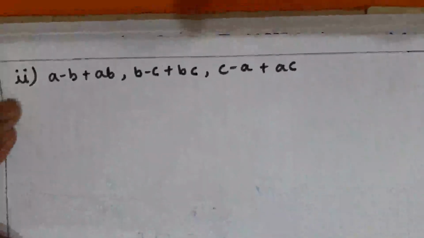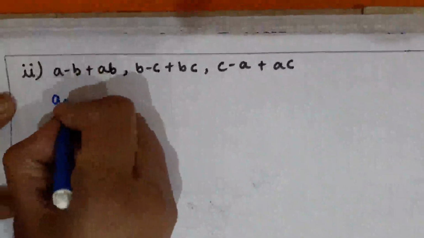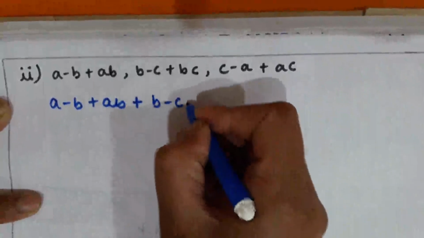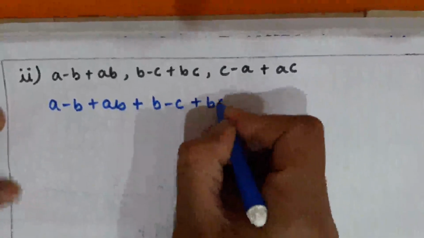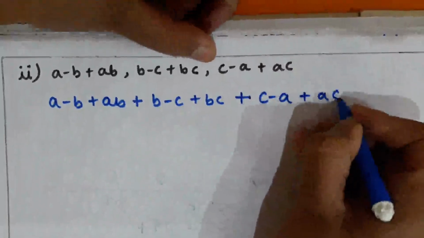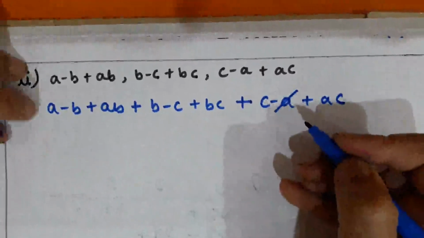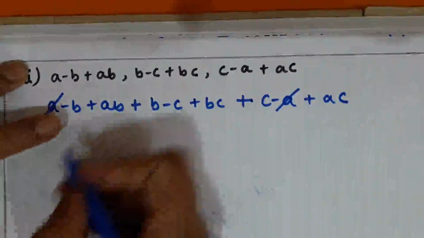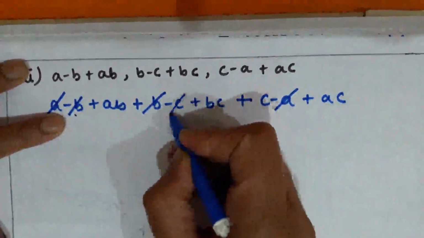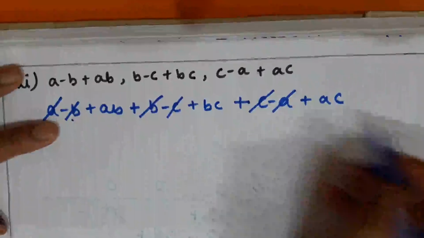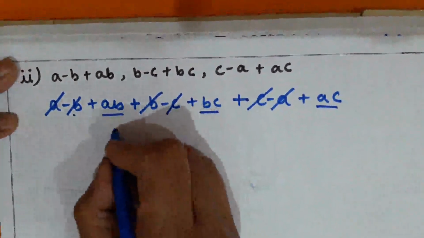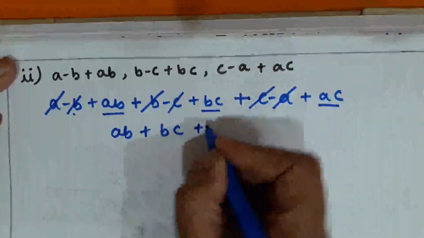Now next part, again you need to add. Let's add A minus B plus AB, instead of comma plus sign, minus B plus B minus C plus BC. Now instead of this comma write plus C minus A plus AC. Now this A is negative and this A is positive, cancel out each other. This B is negative, this B is positive, cancel out each other. This C is negative and this C is positive, cancel out each other. Now this AB, this BC and this AC, we are not able to do anything, so write as it is. So this will be your answer.